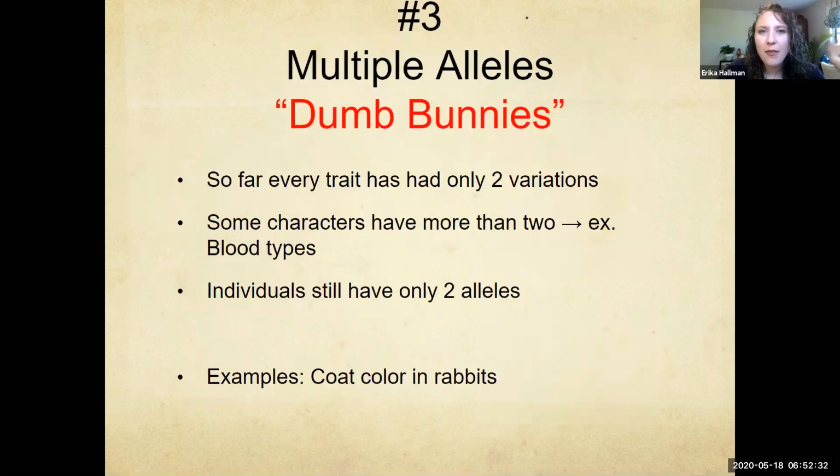All right, the third type of non-Mendelian genetics we'll talk about is called multiple alleles. And for this one, the words that I want you to remember are actually dumb bunnies, okay?